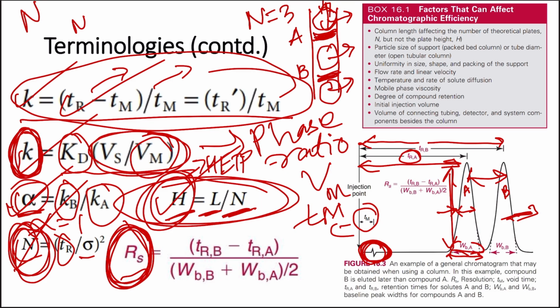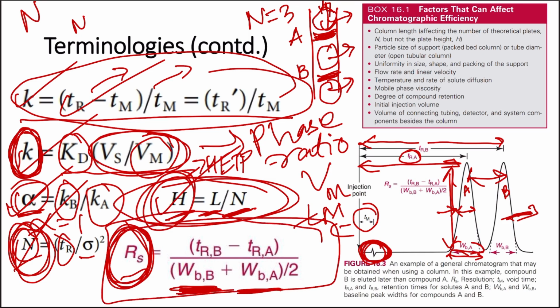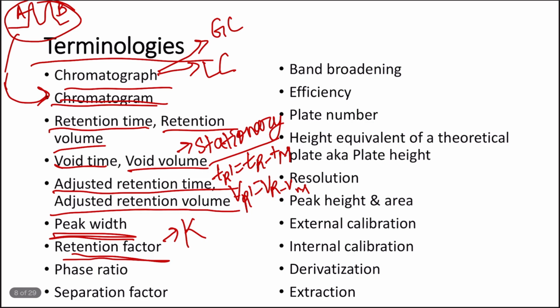The formula of RS is TRB minus TRA divided by the average of the baseline width of one peak and the baseline width of the other peak, that is, WBA plus WBB divided by 2. So this is the formula for resolution. So we have discussed the phase ratio, then the separation factor, then the plate number.